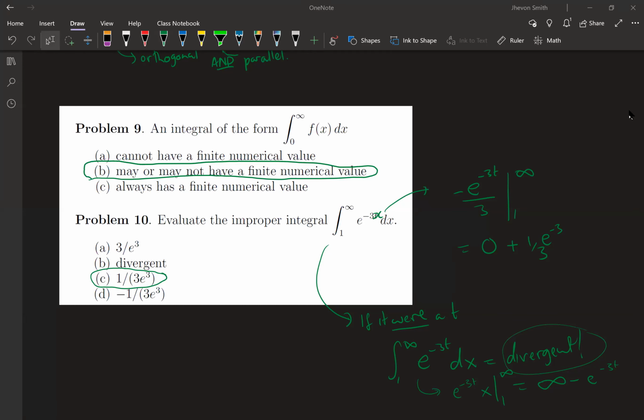Someone asked which one is correct. Is it diverge or is it the answer you wrote? I fixed the typo. This was a typo. So if I put what was intended with an X, then it would converge. If they actually meant to type a T, which they didn't, then it would diverge. So, yeah.